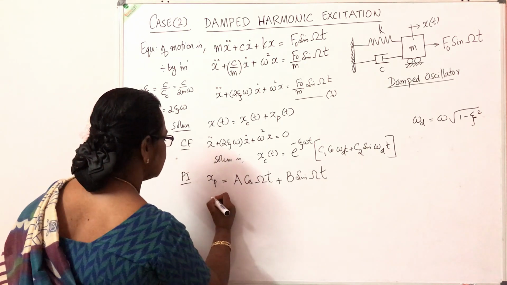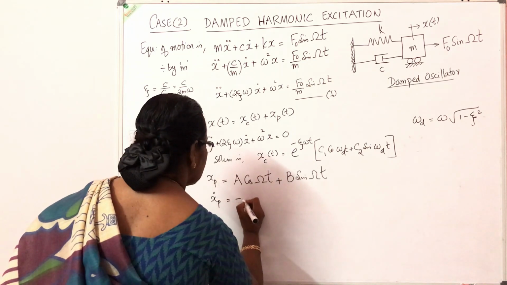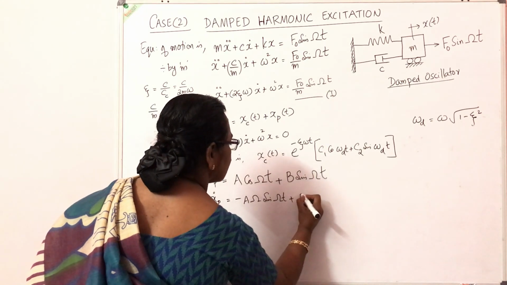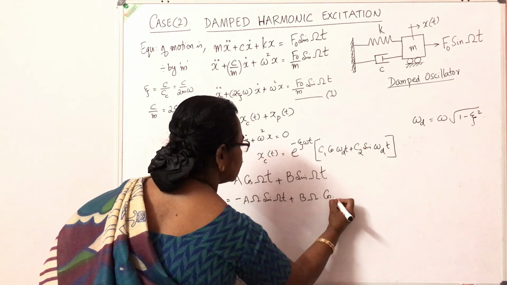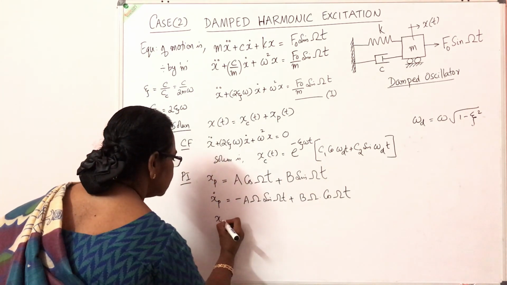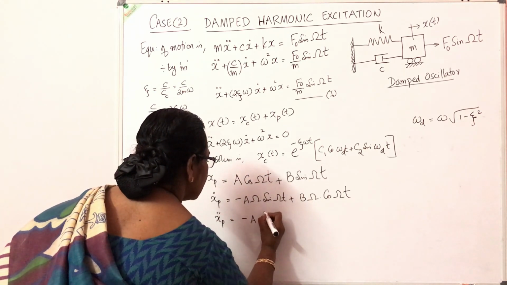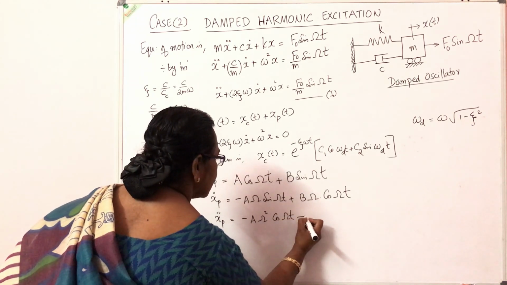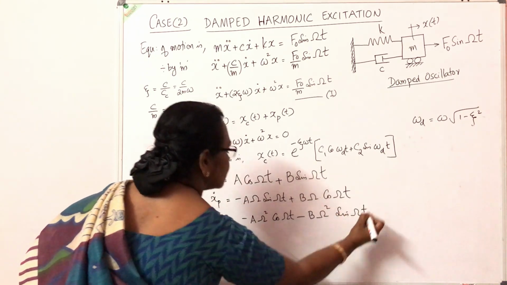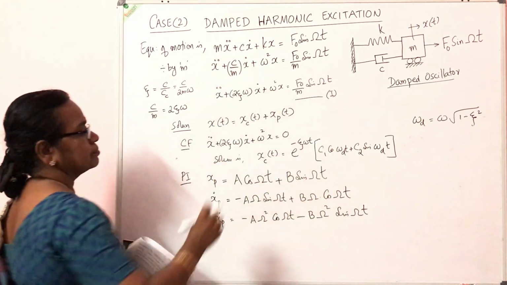Now we have to differentiate this. xp dot will be minus a omega sin omega t plus b omega, for sin omega t it is cos omega t. Once again d square x by dt square, differentiating it again, minus a omega square cos omega t minus b omega square sin omega t. Now substitute this in the original equation.